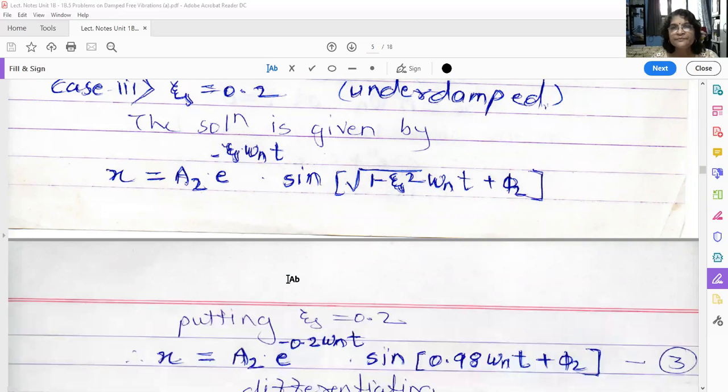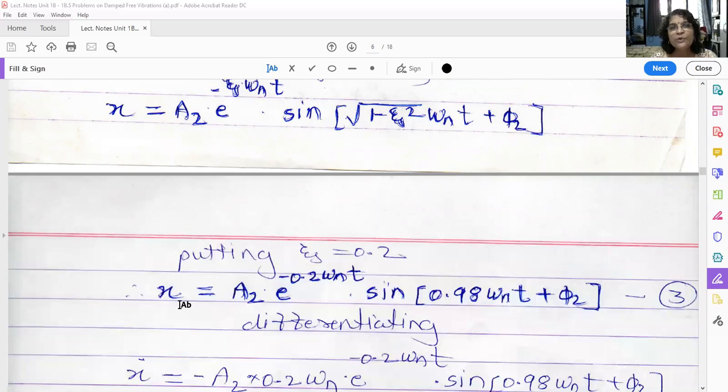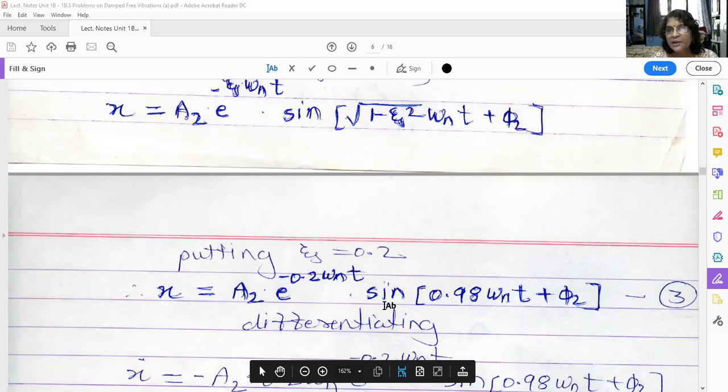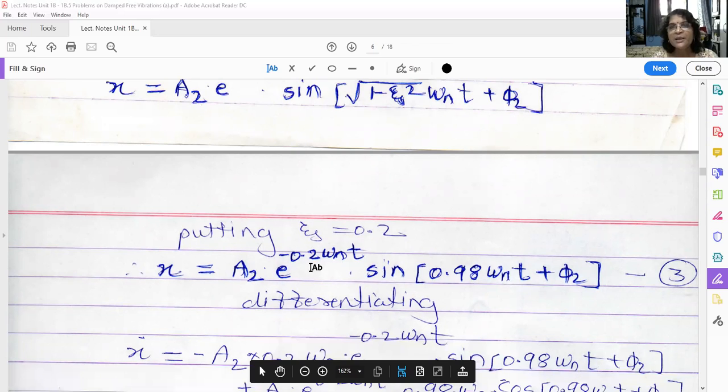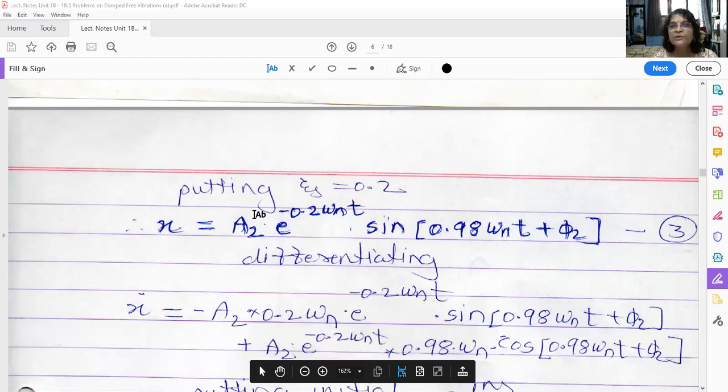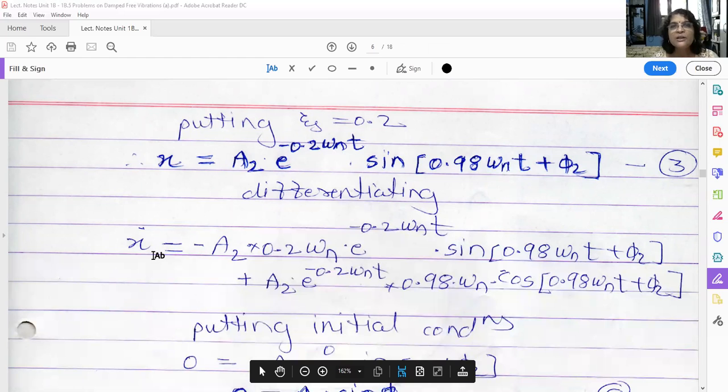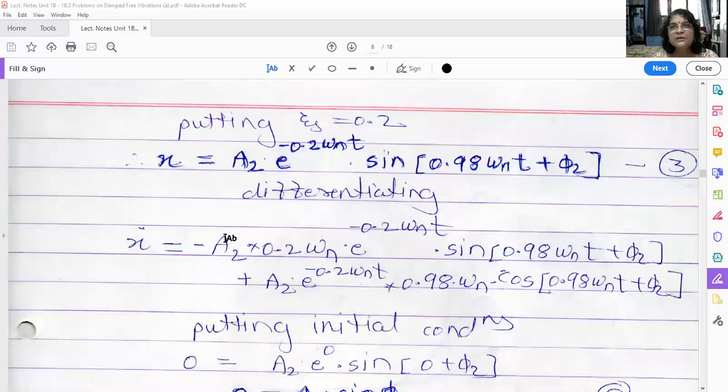So what you will get? Putting zeta is equal to 0.2, x is equal to A2 e raised to minus 0.2 omega n t into sine of 0.98 omega n t plus phi 2. Okay. Now differentiate this so that we can put the second condition. So x dot is equal to A2 is constant, and what's the differentiation of? Now again here you have to apply the rule of u into v. So u is e raised to minus 0.2 omega n t and v is this sine term. Okay. So A2 into differentiate this u, that is du by dt.